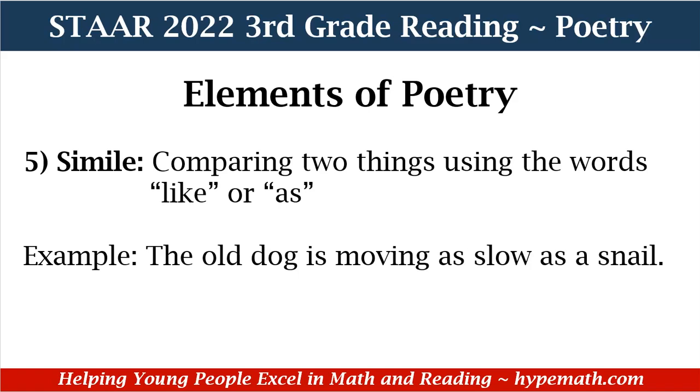Next, we have simile, comparing two things using the words like or as. In our example, we have the old dog is moving as slow as a snail. So the old dog's movement is being compared to a snail because it is slow.